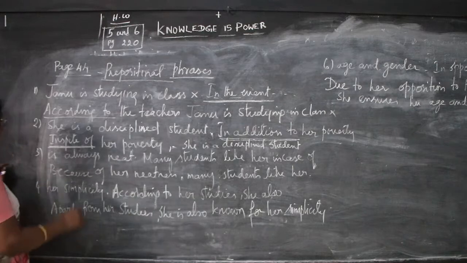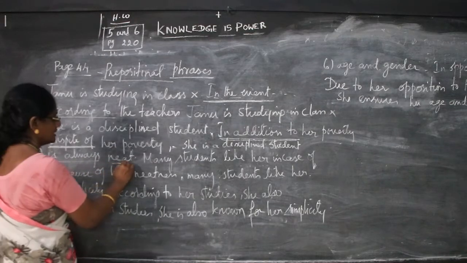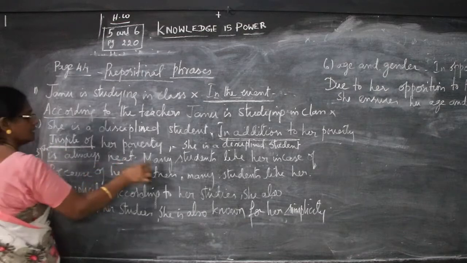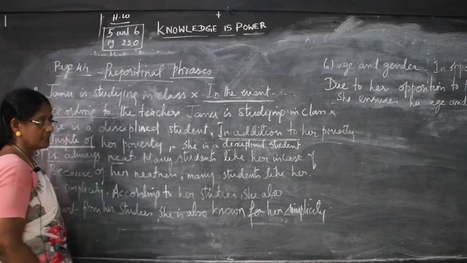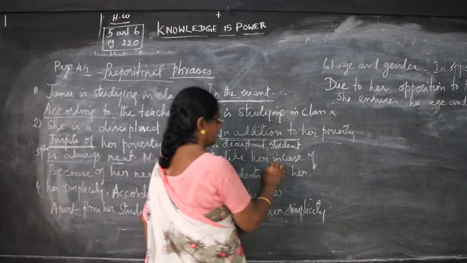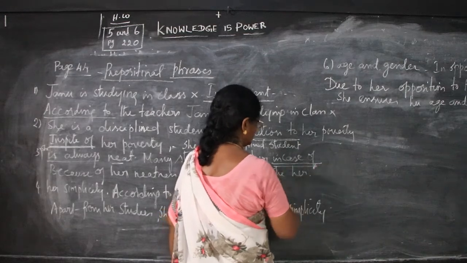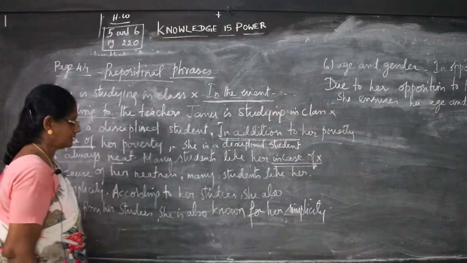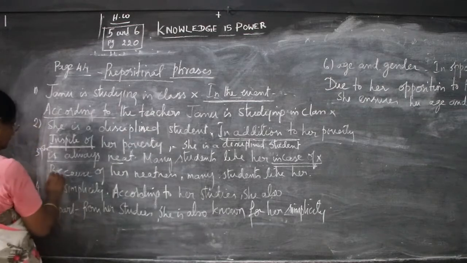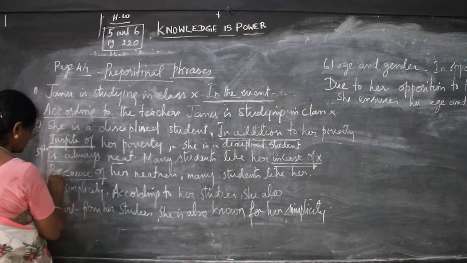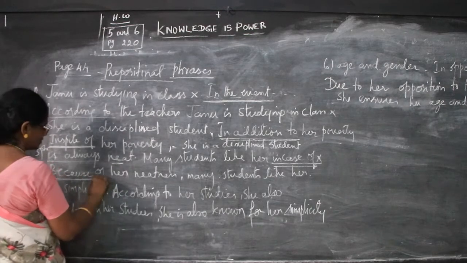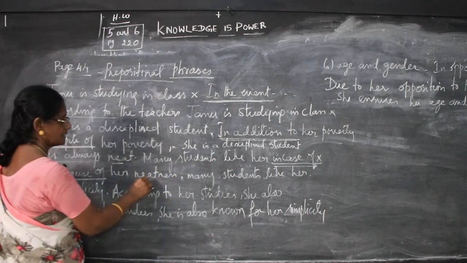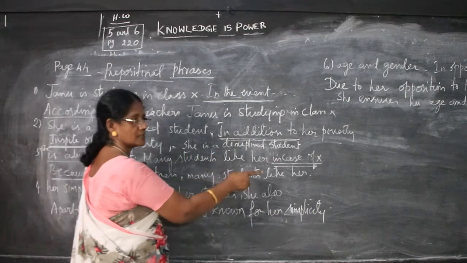Now, the next one is "always neat". She is always neat. You can write here, she is always neat. Many students like her. "In case of" is the prepositional phrase which is wrongly placed in the sentence. We have to correct that sentence. Now, we have to write "because of". The prepositional phrase is "because of", replacing "in case of". Because of her neatness, many students like her.